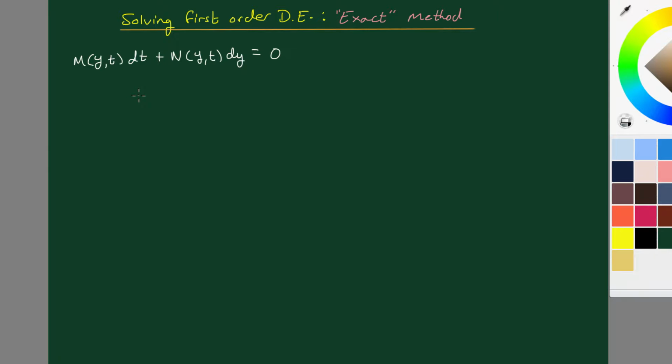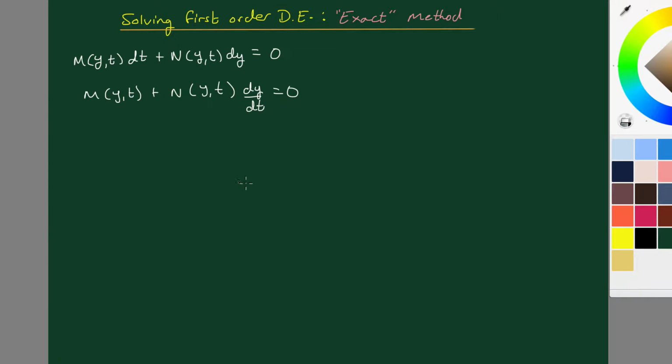Sometimes the differential equation is also written as M of y comma t plus N of y comma t multiplied by dy dt equals 0. And this is still the same thing, right? There's no big deal about this. It's just that the dt has been divided through, so you have a dy dt here.